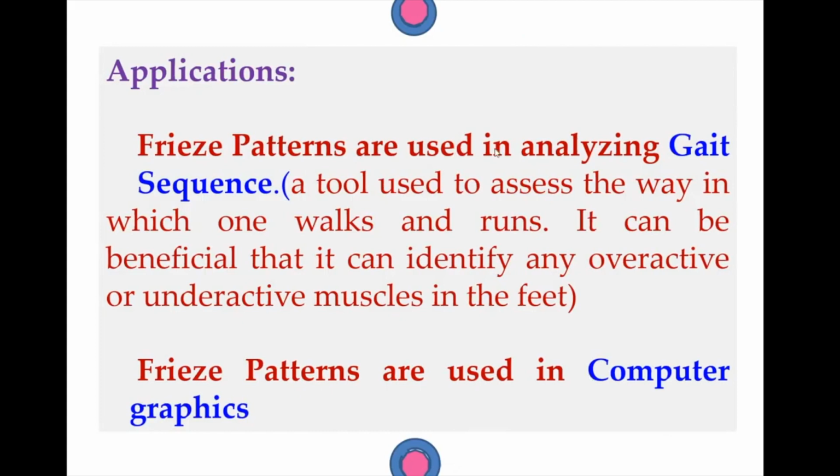Now, frieze patterns are used in analyzing gait sequence. It's a tool used to assess the way in which one walks and runs. It can be beneficial in that it can identify any overactive or underactive muscles in the feet. So for an athlete, to be fit for participating in a competition, he has to undergo this gait analysis. Moreover, frieze patterns are used in computer graphics also. So these 7 frieze groups play an important role in our daily life. Thank you.